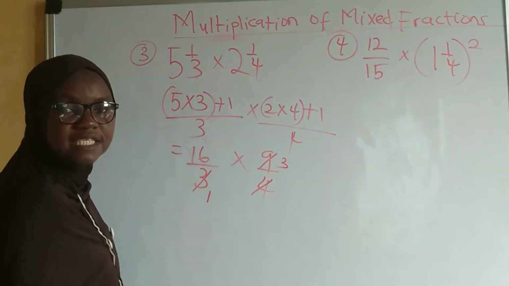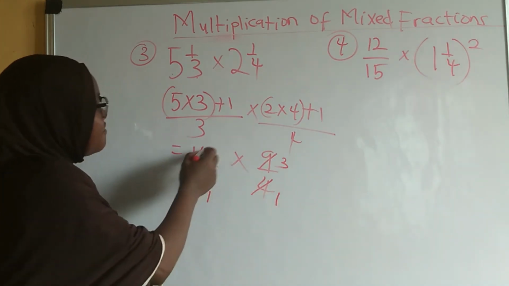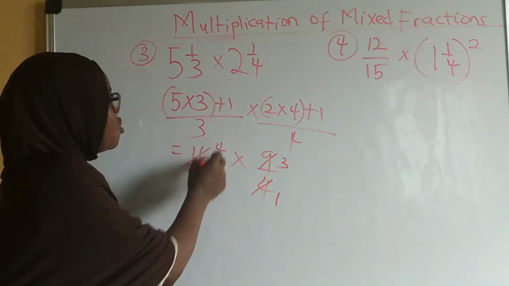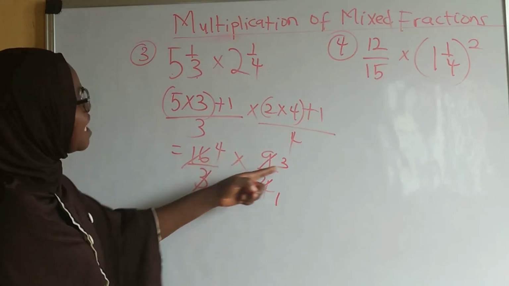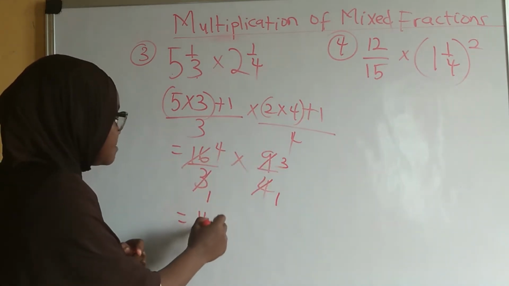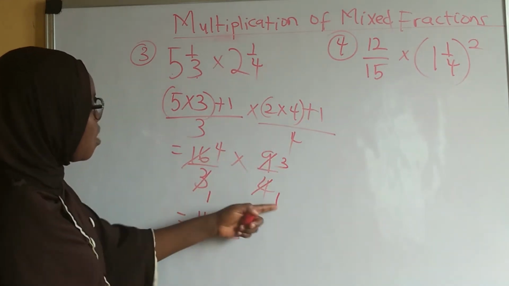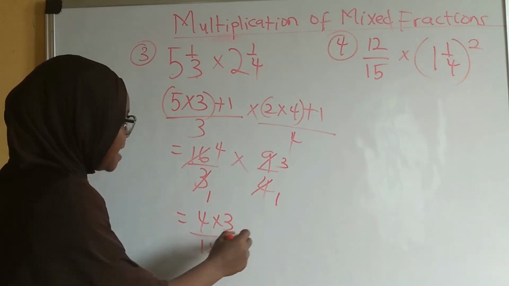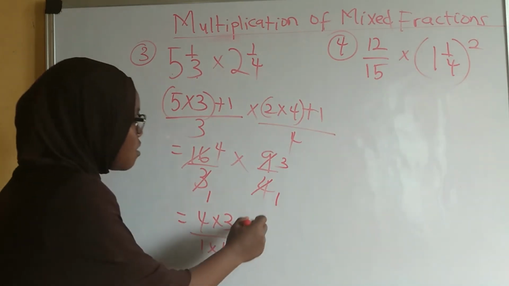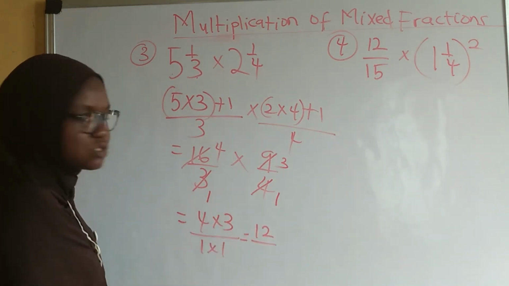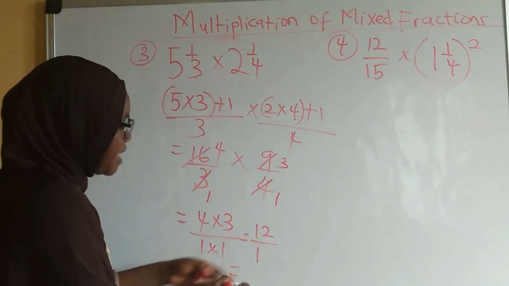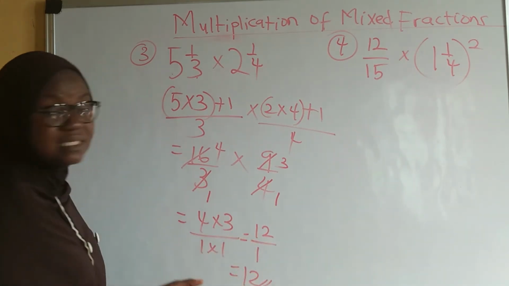How many 4 can I get in 4? 1. How many 4 can I get in 16? 4. So what do I have? I have 4 times 3 left up here, 4 times 3 over 1 times 1 here. And that is 4 times 3 is what? 12. 1 times 1 is what? 1. And then 12 divided by 1 is what? 12. So my answer is what? 12.